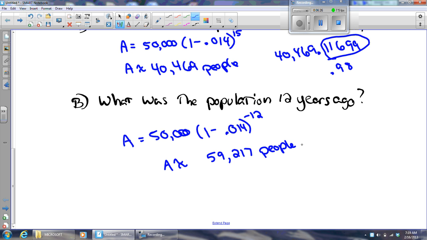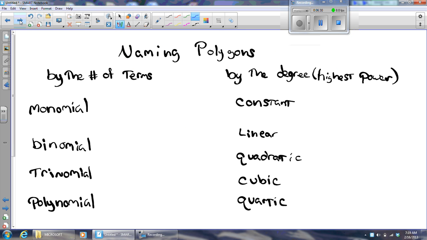Okay, I'm not expecting to do a whole lot more on that. Pretty simple stuff. Let's get on to the next section. All right, we got into naming polynomials, right?